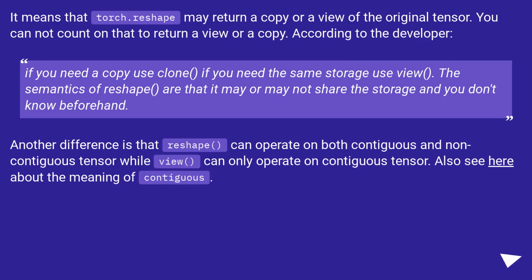It means that torch.reshape may return a copy or a view of the original tensor. You cannot count on it to return a view or a copy. According to the developer, if you need a copy, use clone. If you need the same storage, use view. The semantics of reshape are that it may or may not share the storage and you don't know beforehand. Another difference is that reshape can operate on both contiguous and non-contiguous tensors, while view can only operate on contiguous tensors. Also see here about the meaning of contiguous.